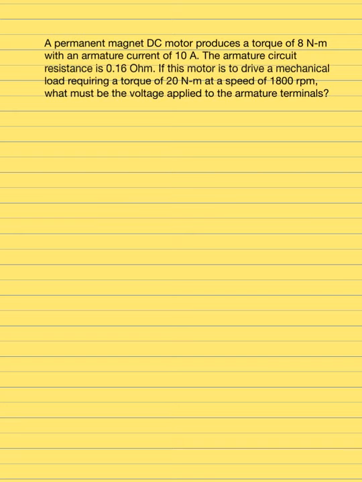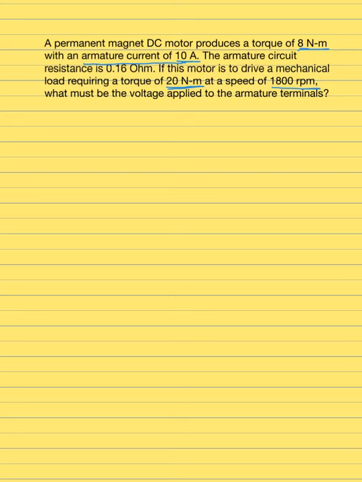Okay, so in this question, a permanent magnet DC motor produces a torque of 8 Newton meters with an armature current of 10 amperes. So the things to notice are that you have a torque of 8 Newton meters produced with an armature current of 10 amperes. Then you're given the armature resistance, and there is another situation where this motor has to drive a mechanical load requiring another value of torque at a certain speed. So 8 and 20 are two different situations of loading.